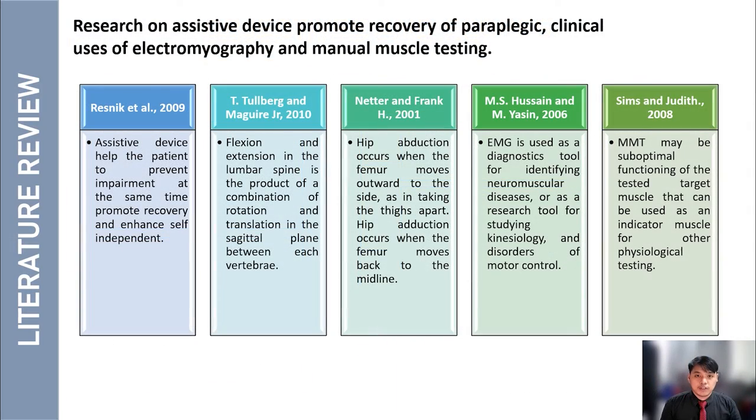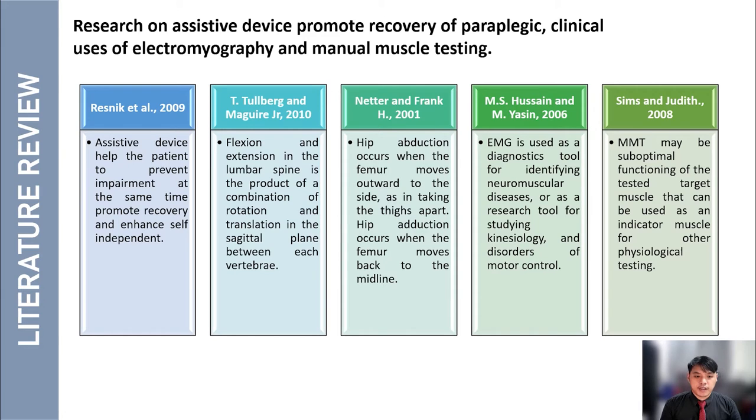Moving on to the literature review, this research has been narrowed on the research about how the assistive device promotes recovery of paraplegic, also the clinical uses of EMG and MMT. According to Masni in 2009, assistive device helps the patient to prevent impairment, at the same time promote recovery and enhance self-independence. According to Tulberg and Maguire Jr.